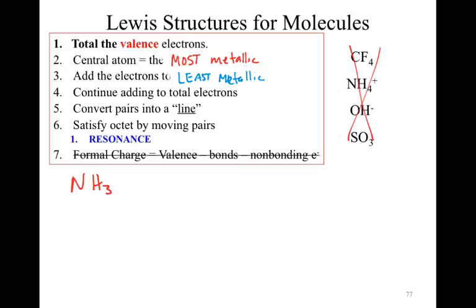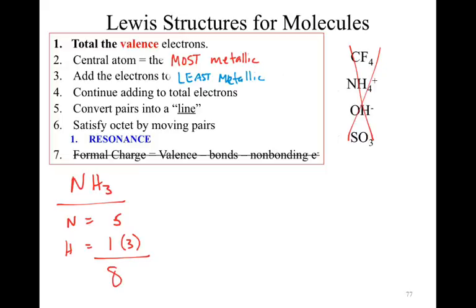Okay. Well, back to step 1. Total the valence electrons. Nitrogen comes in with 5 valence electrons. Hydrogen comes in with 1. There's 3 hydrogens, so I must multiply by 3, count for the electrons from every hydrogen, total it, and I get 8 electrons. 8 electrons now need to make it into my structure.